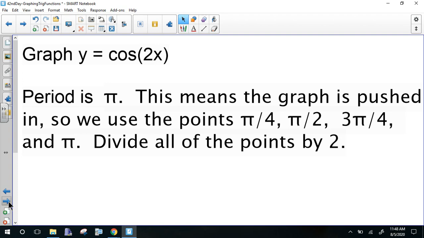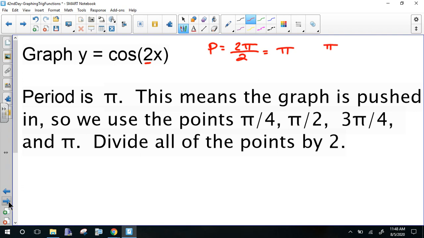Now we're going to graph y equals cosine of 2x. So if we calculate the period, 2 pi divided by the number in front of the x, we get pi. And if I divide that by 4, I need to make 4 points starting in a scale of pi over 4. That means pi over 4, and I add another pi over 4. And then I add another pi over 4. And then I add another pi over 4. So those are my major scale points.